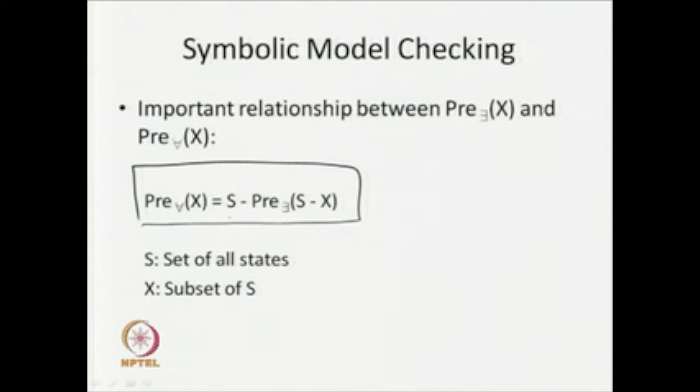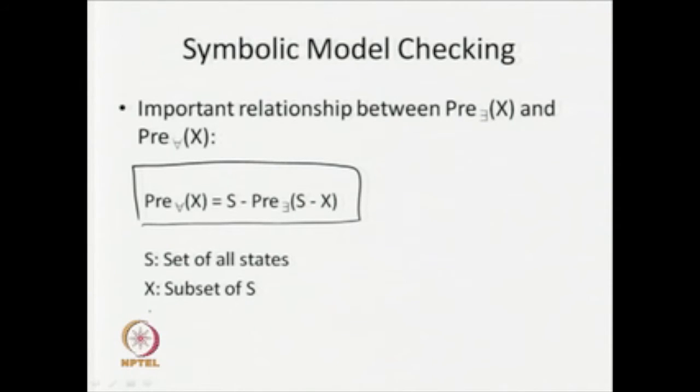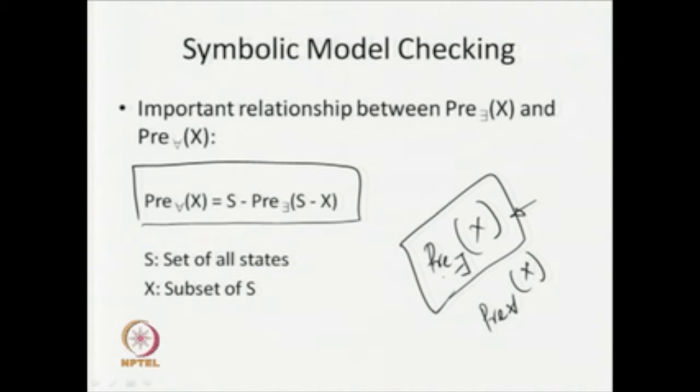What is S? S is nothing but the set of all states, that means we are going to consider all the states of my transition system, and x is a subset of this S. That means we are going to look for the predecessor states from this subset x. If we can calculate pre-exists x, then from these things I can always calculate pre-forall x also by using this relationship. That means we need one procedure to calculate pre-exists x. If we have this procedure to evaluate this set of states, then very well we can evaluate the other one also by using this relationship.